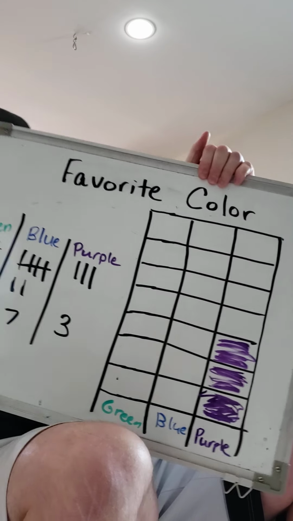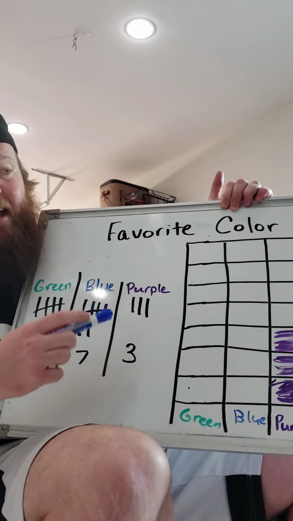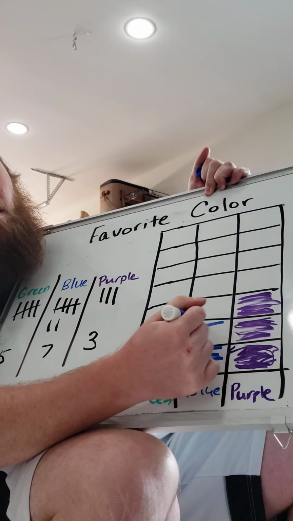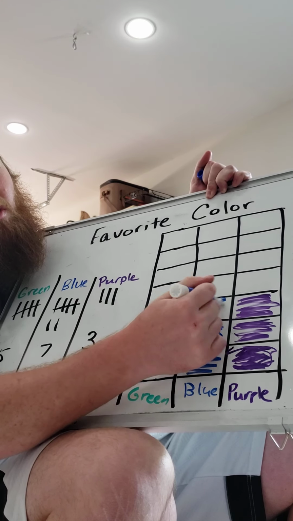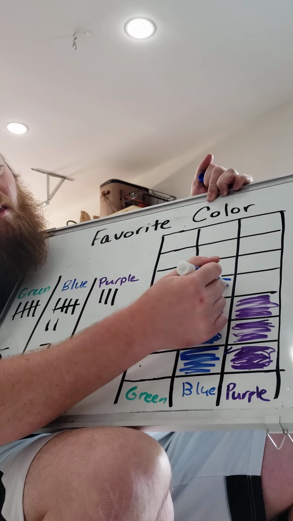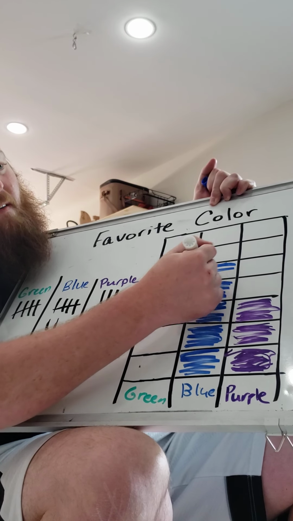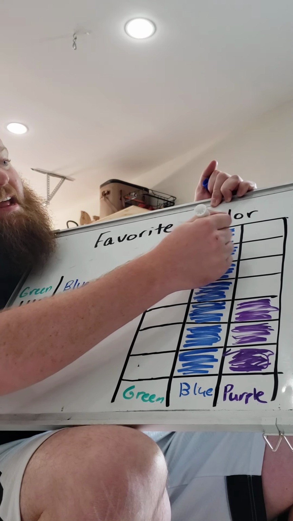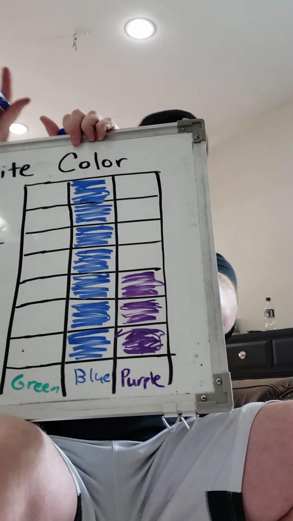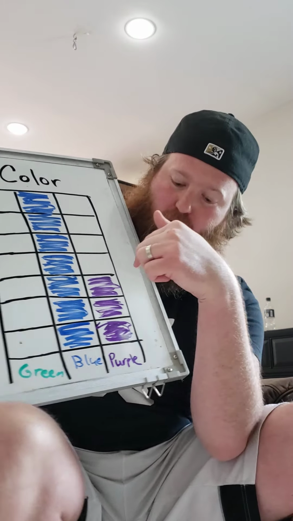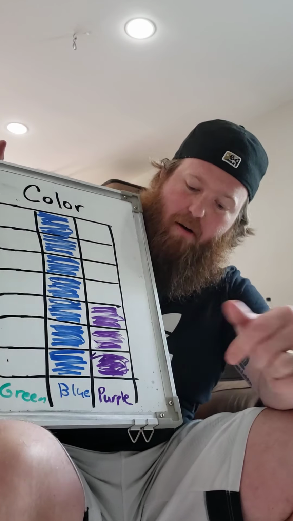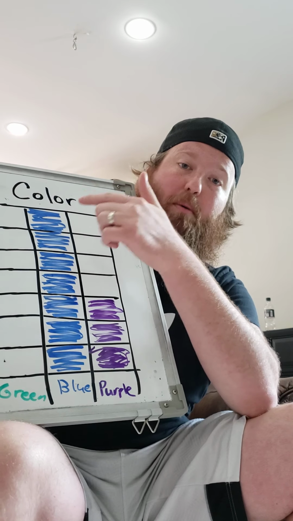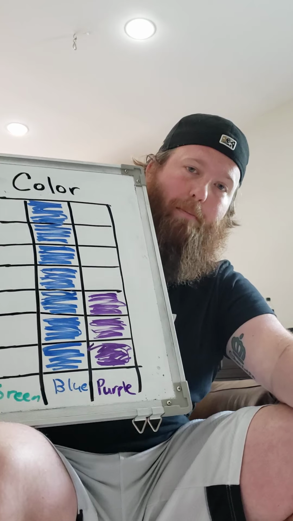Let's see. Blue has 7. So we're going to color in 7 blue squares. 1, 2, 3, 4, 5, 6, and 7. So blue has 7. That's a lot more than purple, and you can just see it easily from this bar graph. There are 4 more people, 1, 2, 3, 4 more people that like blue than purple.